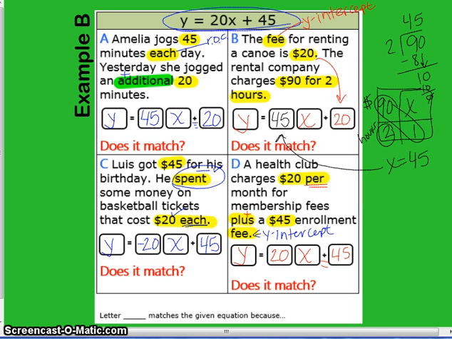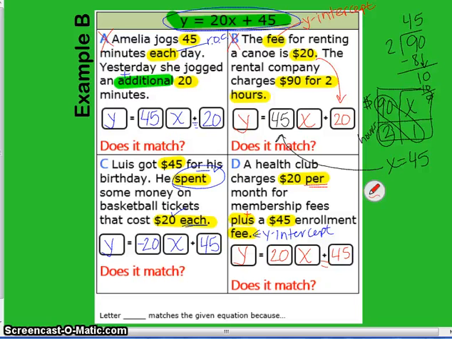So now that I've filled out all of my equations, I now have to decide which one matches the equation that's at the top. So I have this equation right here. And I need to determine which letter choice matches that equation. So letter A says y is equal to 45x plus 20. That's not it, because my equation is y is equal to 20x plus 45, so that's not it. Letter B, y is equal to 45x plus 20. Same equation, doesn't match. Letter C, y is equal to negative 20x plus 45.